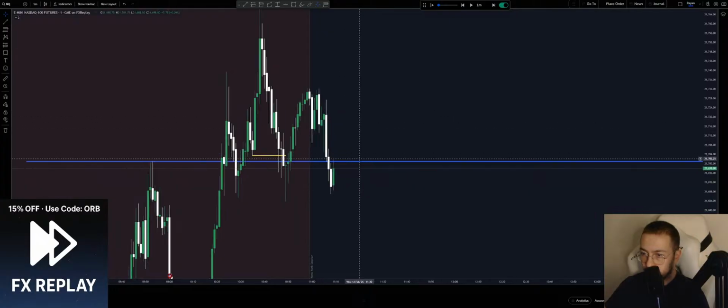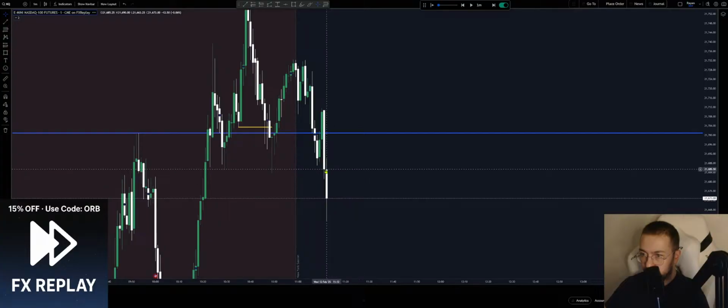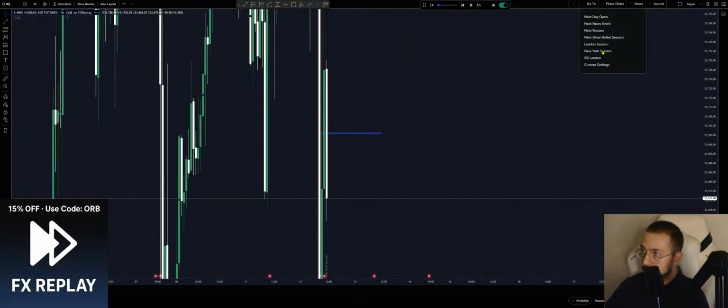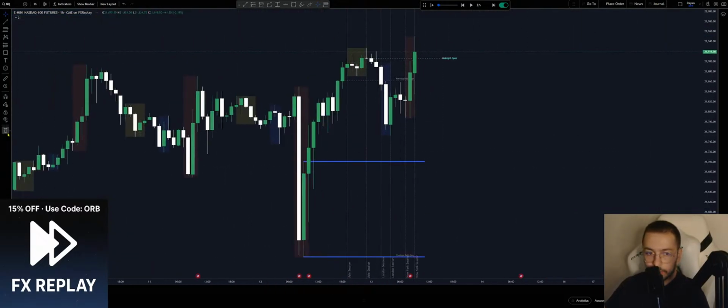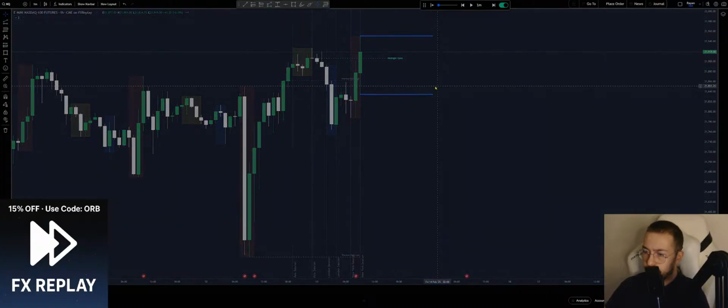Still no fair value gap. We do have one here. Oh, that's 11 a.m. Next session. That's our second week of February. So February, it's quite a slow month.